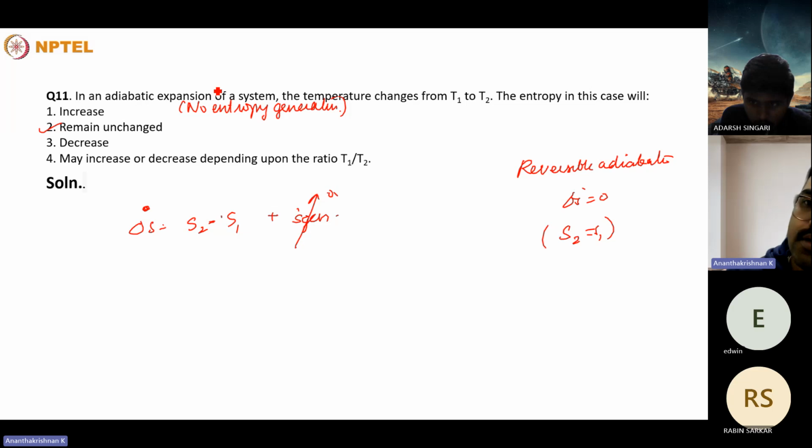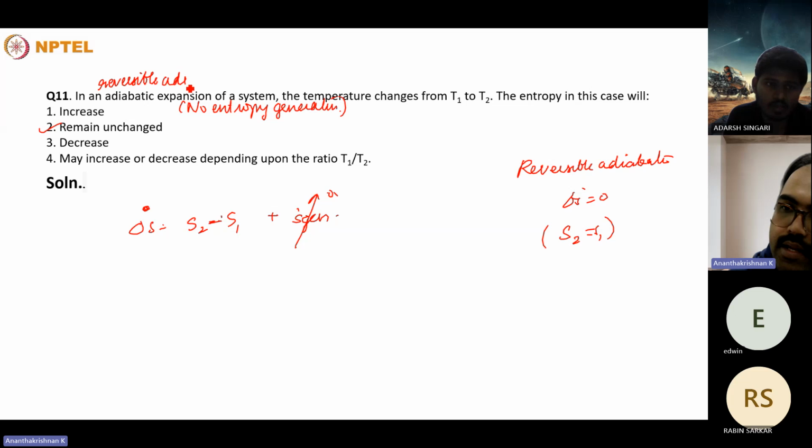So we need to specify this is an adiabatic expansion process plus no entropy generation is happening in this process. Then only we can say that S2 is equal to S1. So this is a reversible adiabatic, that is, isentropic process.